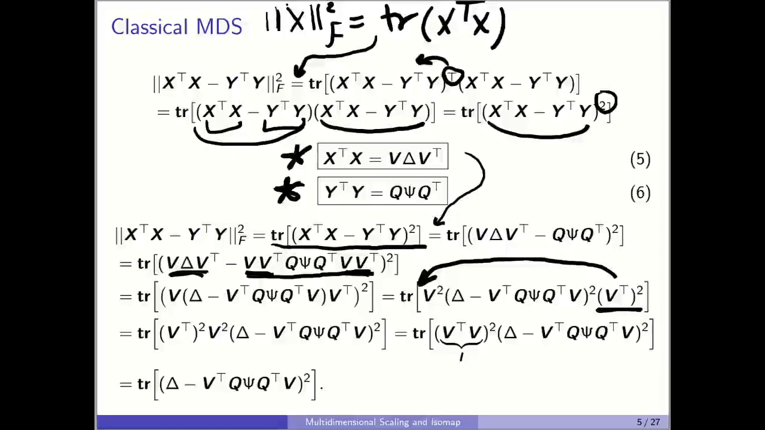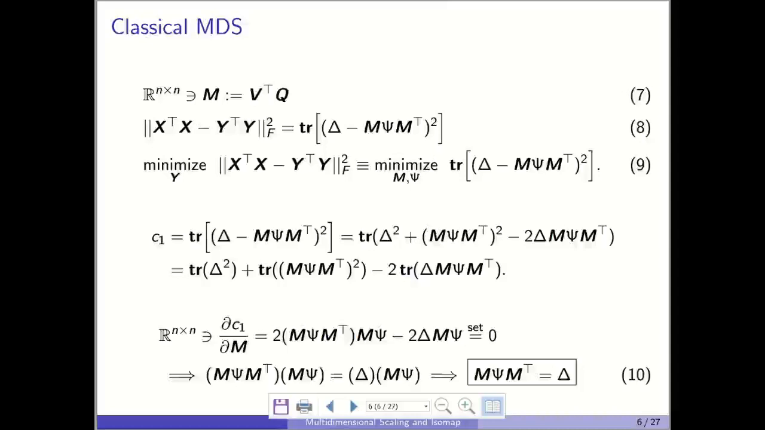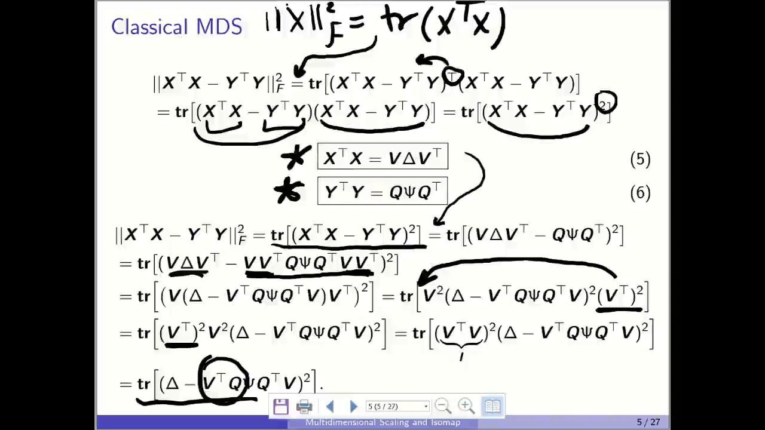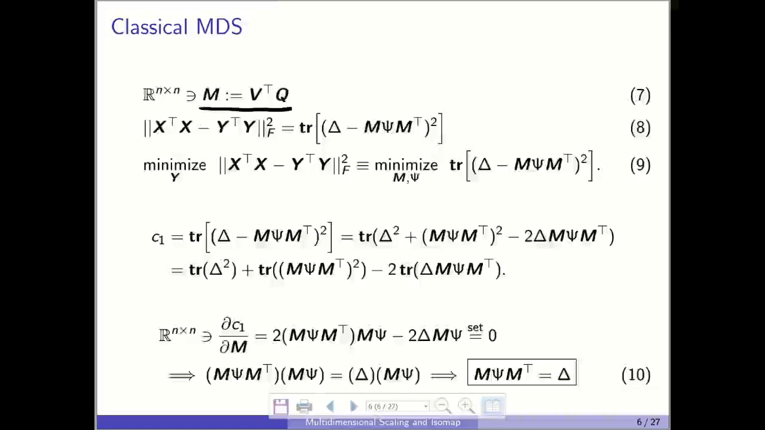So now we have here, we can say that V transpose squared, V squared is V transpose V squared, and as V is the matrix of eigenvectors, it is an orthogonal matrix, so V transpose V is the identity matrix, so it can be gone, and then we'll have this. It is simplified to this. Now, let's define V transpose Q as M, which is an n by n matrix. So this term becomes equation 8. So the squared Frobenius norm of the differences of inner products becomes trace of this.